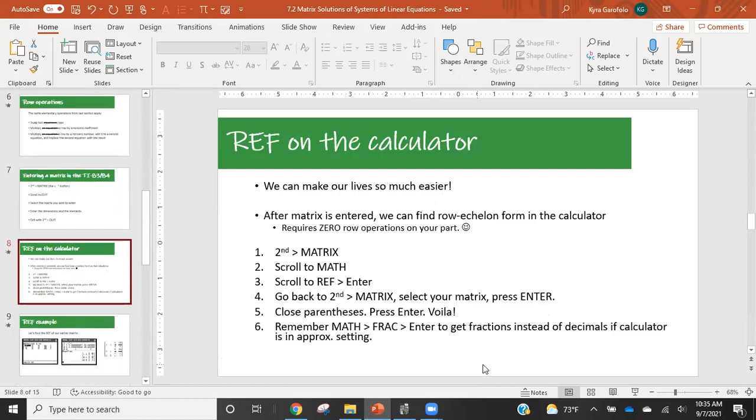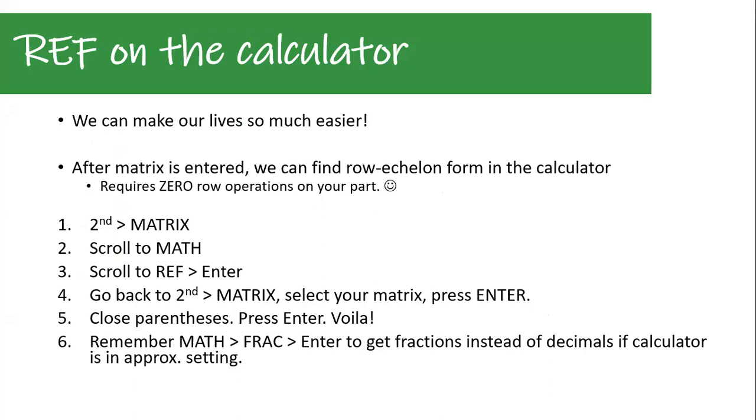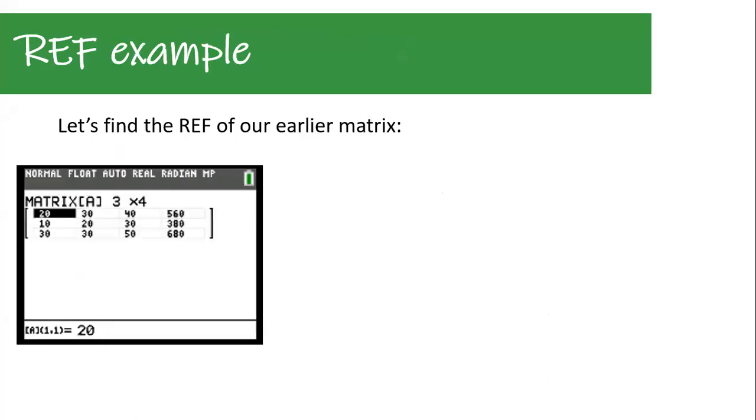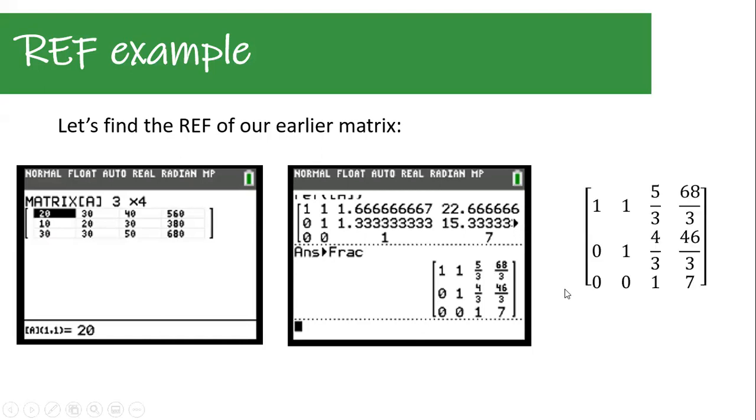Let's go back over here and see. So here was our matrix. And here's what we got for row echelon form. Typed out, our row echelon form is 1, 1, 5/3, 68/3, 0, 1, 4/3, 46/3, and 0, 0, 1, and 7.